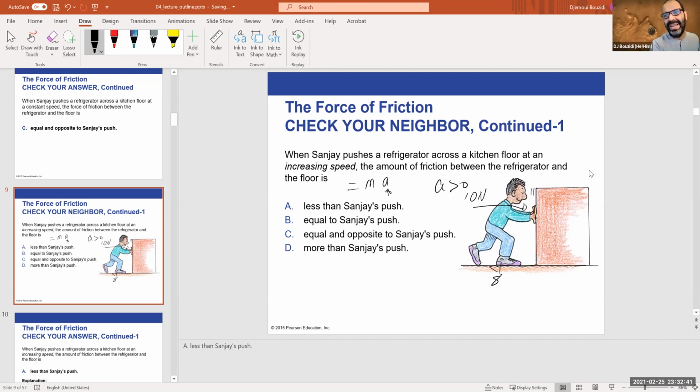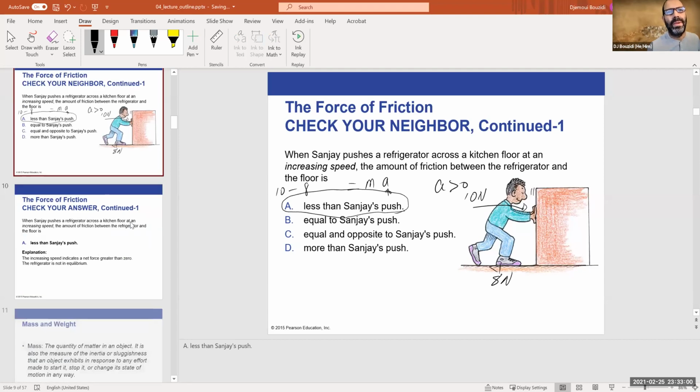So if the friction is 8, that's fine. 8 Newton subtracted from 10 is going to be a positive number. So no matter what, in this case, the friction is going to be less than Sanjay's push. The friction has to yield a little now, okay? Otherwise, it's not going to work.